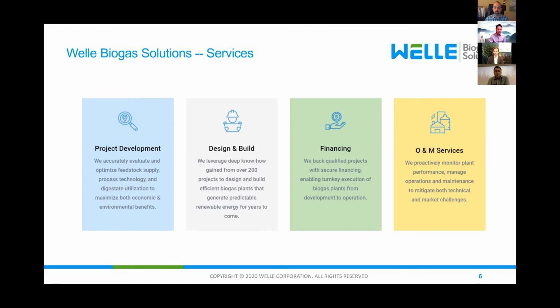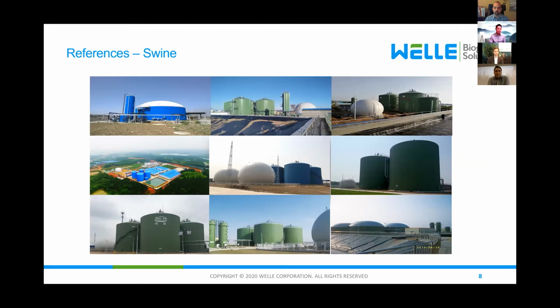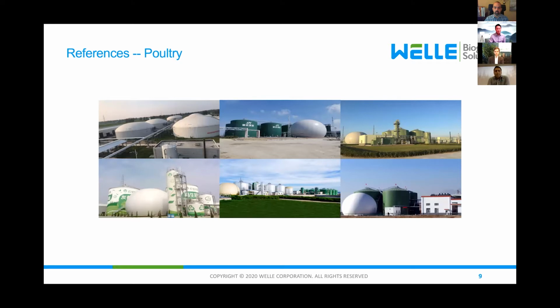I want to give you a very quick show of some of the pictures of our references. This is dairy, a select number of projects. As you can see, we mainly target CSTR type technology, powered by our in-house engineering team. The scale of dairy and swine biogas for electricity projects could be anywhere from 0.5 megawatts all the way to 6, 7, 8 megawatts. For RNG projects, anywhere from 100 SCFM all the way to about 1,000 SCFM scale.